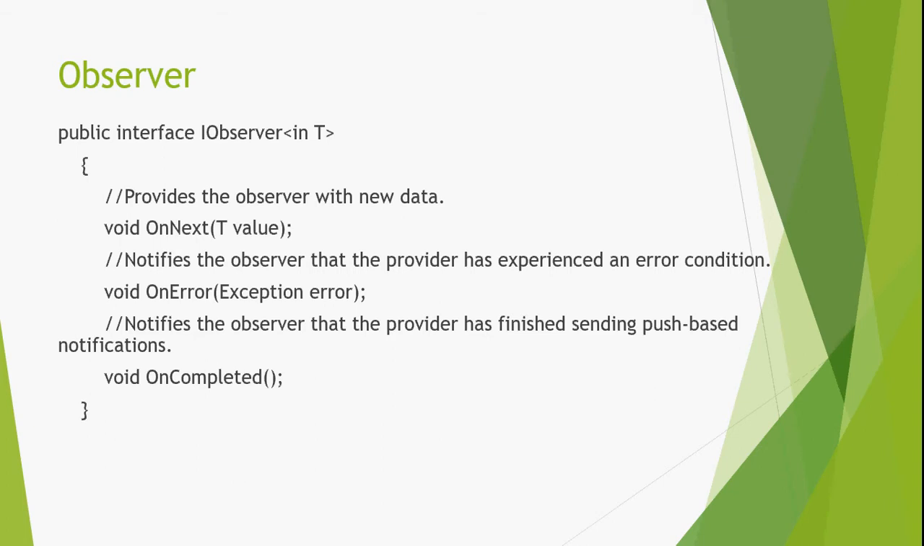So primarily we create the observer. The observer contains three functionalities, which I have already discussed in my last tutorial: one is on next, another one is on error, and on completed. So now I'm taking a project and writing this code.